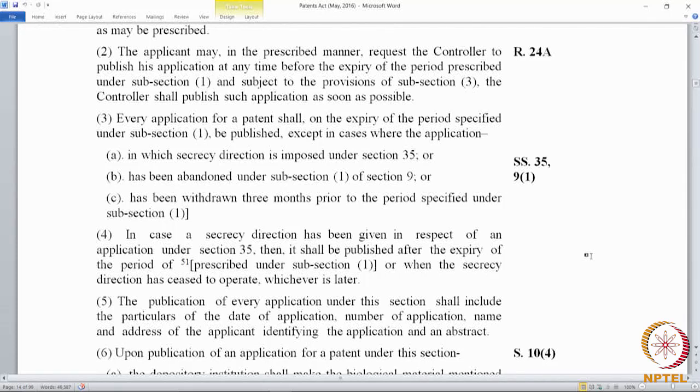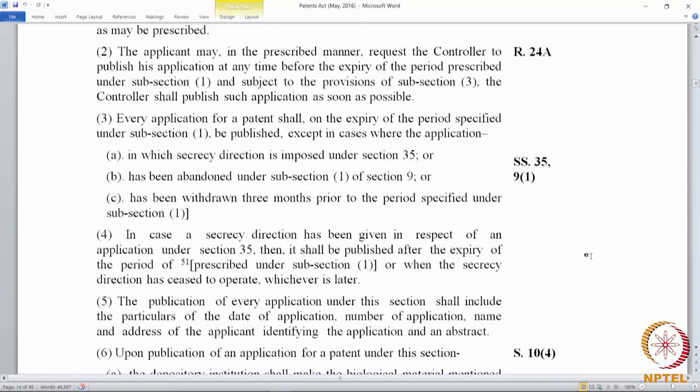The first instance is where a secrecy direction is passed under section 35, and the secrecy direction presumes that the application is looked into by the patent office, though not with the objective of scrutinizing it on merit. It is a preliminary analysis that is done. The second instance is where the application is abandoned under section 9(1).